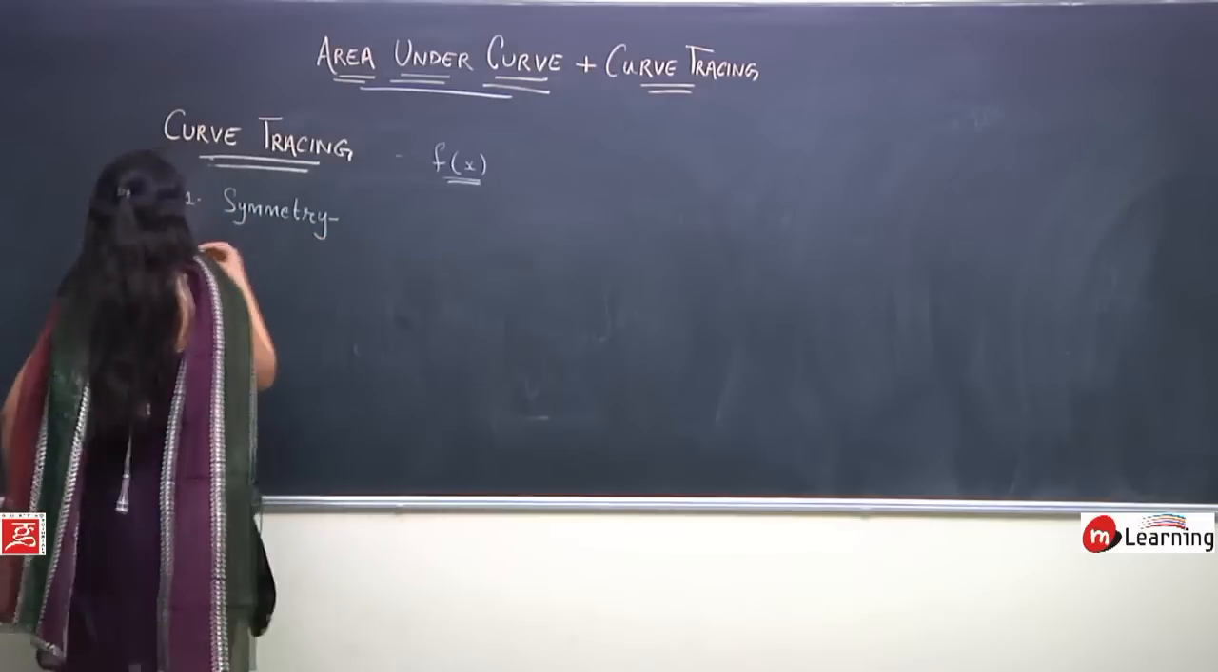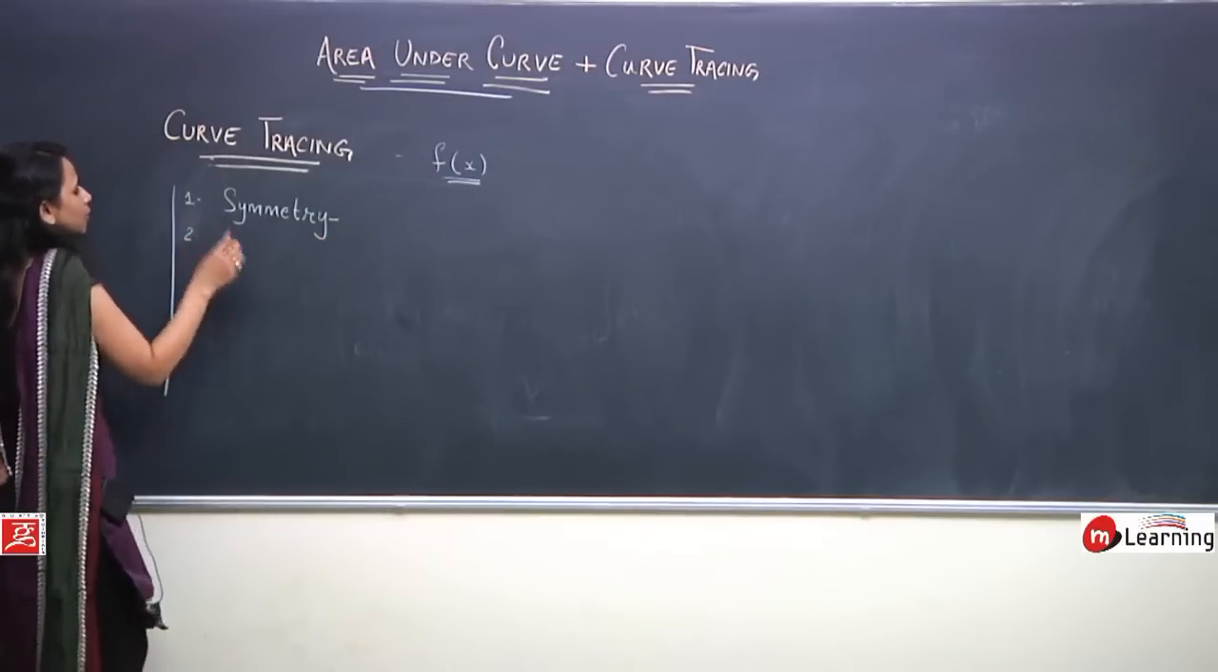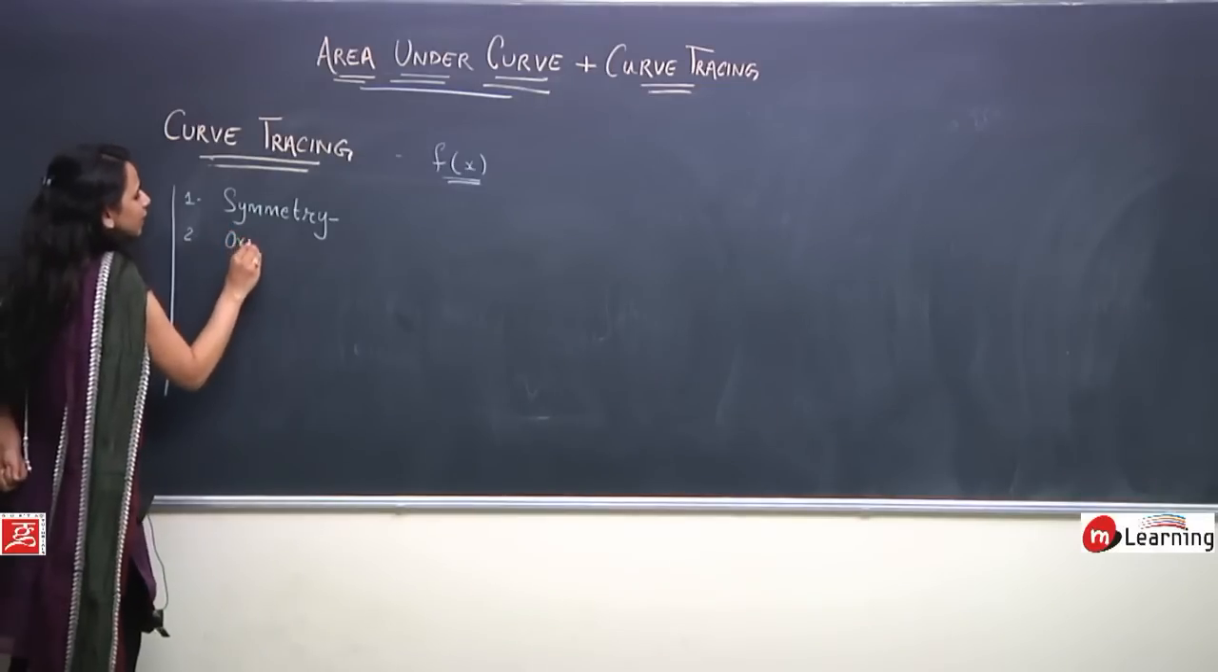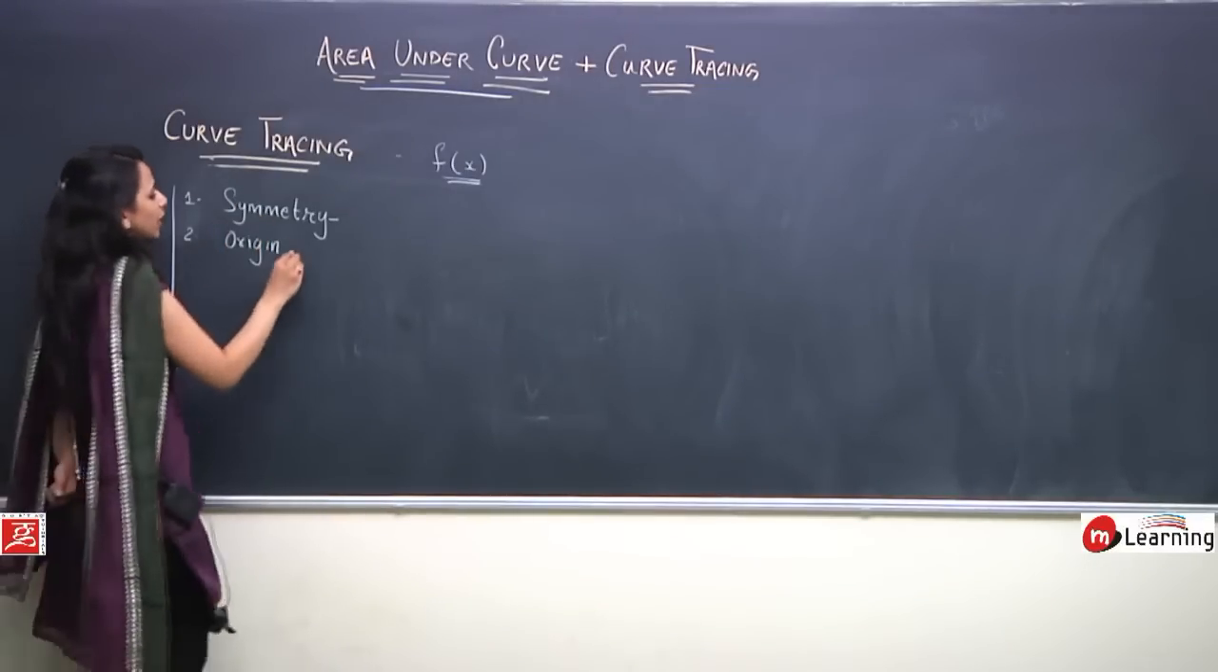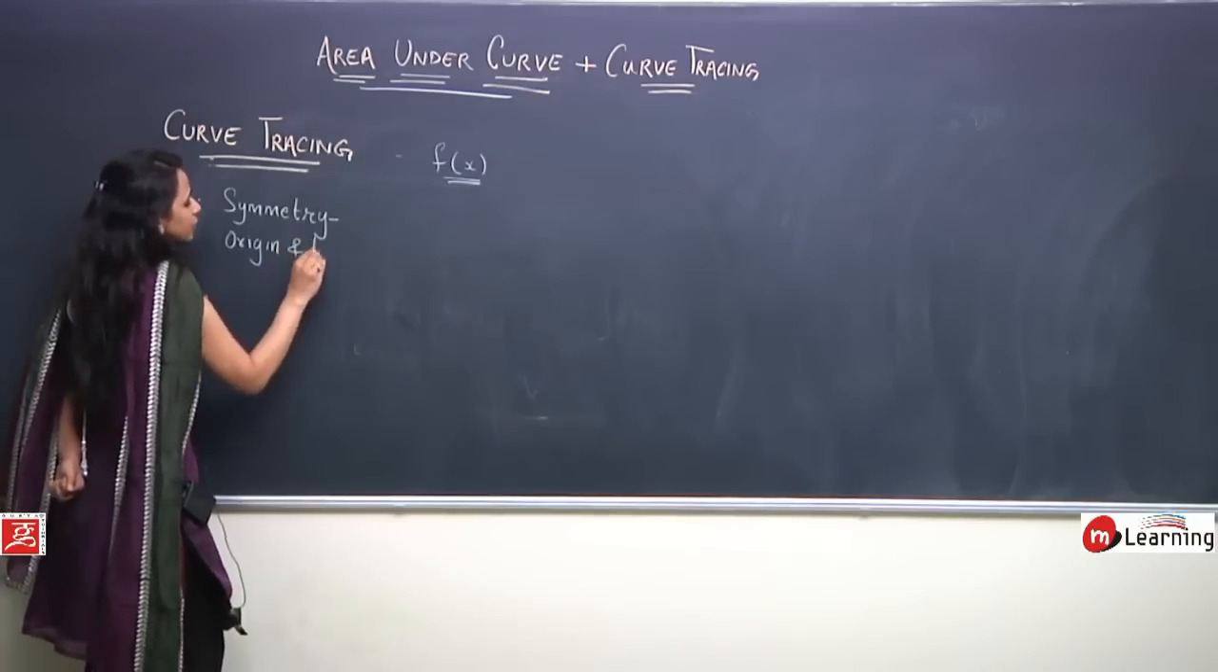The second would be to find whether the curve passes through origin or not, and if it does, what are the tangents at origin.